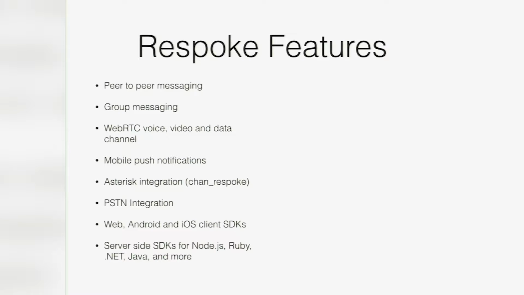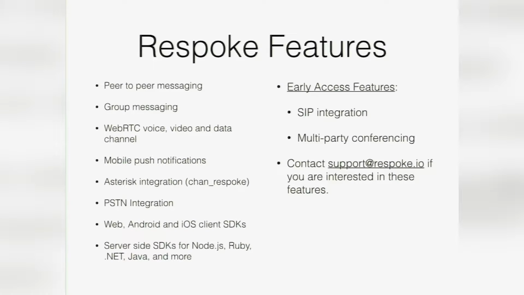We do have actually a couple of early access features. If you're interested in those, you can send an email to support@respoke.io and just say, hey, I'm interested in such and such, or even if you have feature requests for things that you don't see on this list, you can let us know what you're interested in, and we'll be happy to either turn on the early access feature or talk to you about building something new.